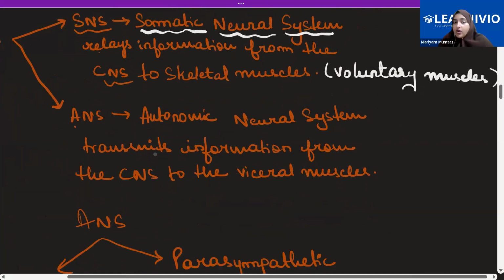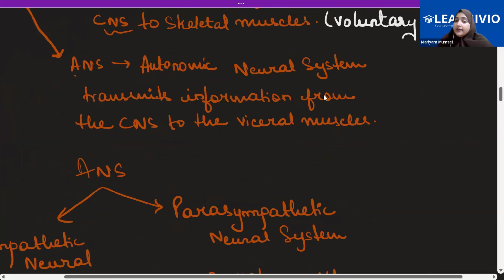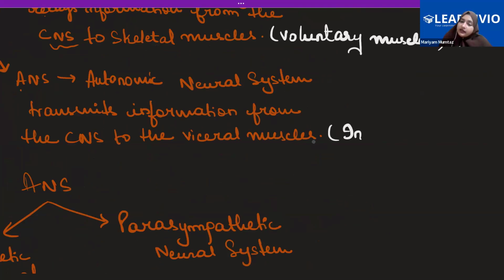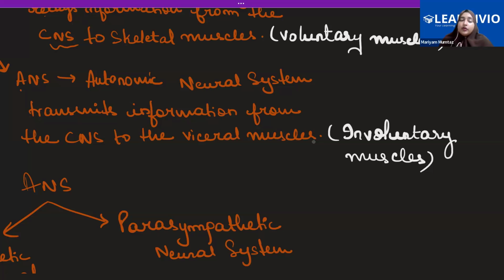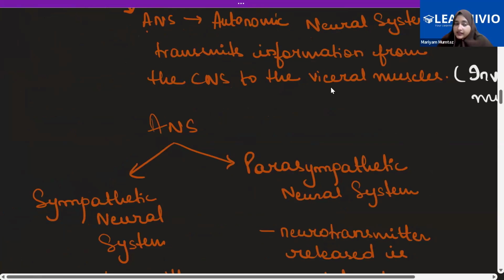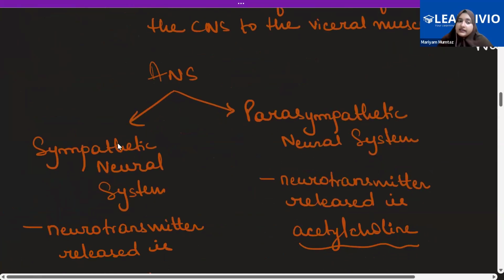Then another is the autonomic neural system. Now, this is the neural system which will take the information from the central nervous system to the visceral muscles, meaning to the viscera, meaning to the involuntary area. So, whenever our involuntary area gets any kind of impulse from the brain, it gets sent with the help of the autonomic neural system. Now, this autonomic neural system is divided into two, that is sympathetic and parasympathetic.